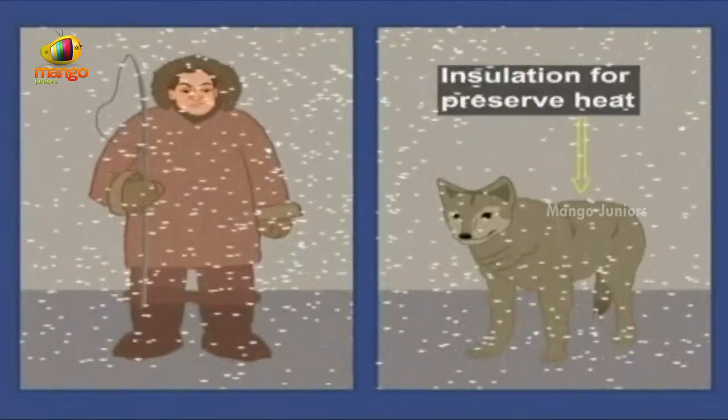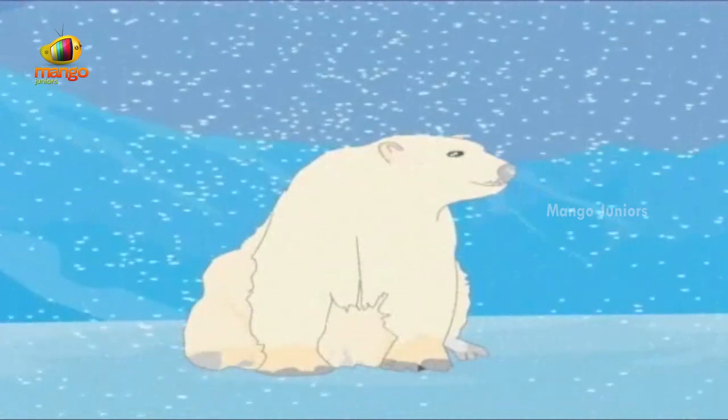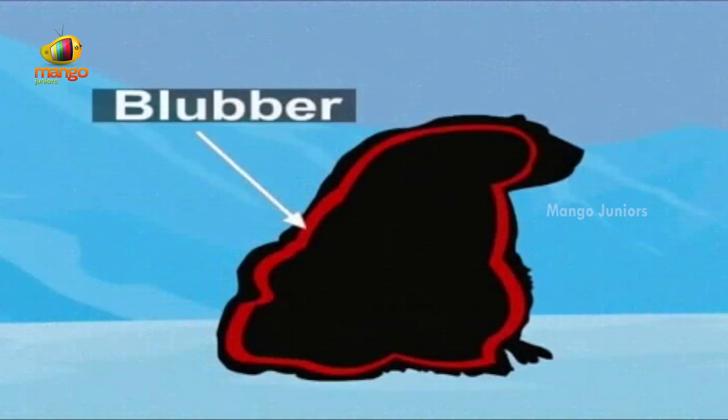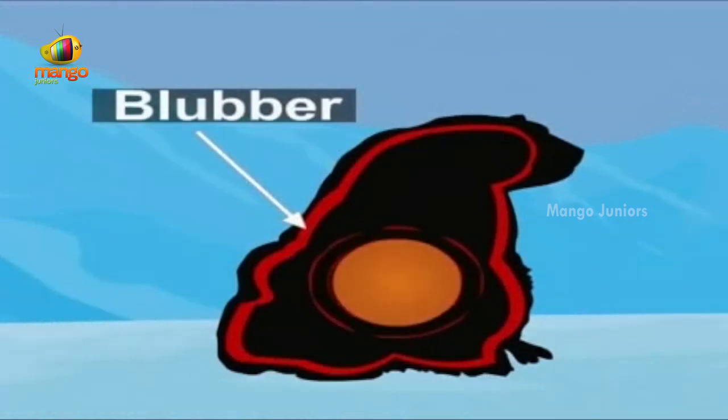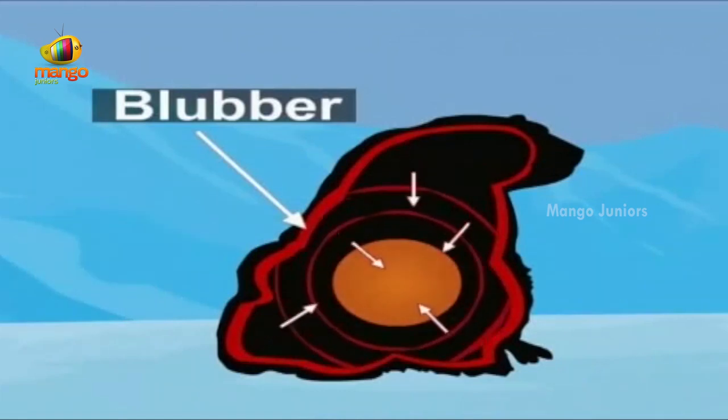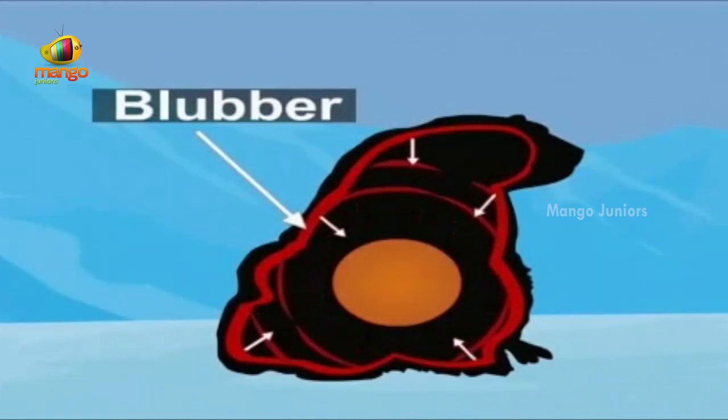Polar bears have a thick fur coat. They also have a layer of fat or blubber. The blubber acts mainly as a storehouse of energy for the tough period when food is hard to find. Along with providing energy, the blubber also helps the bear to keep the heat trapped inside its body.